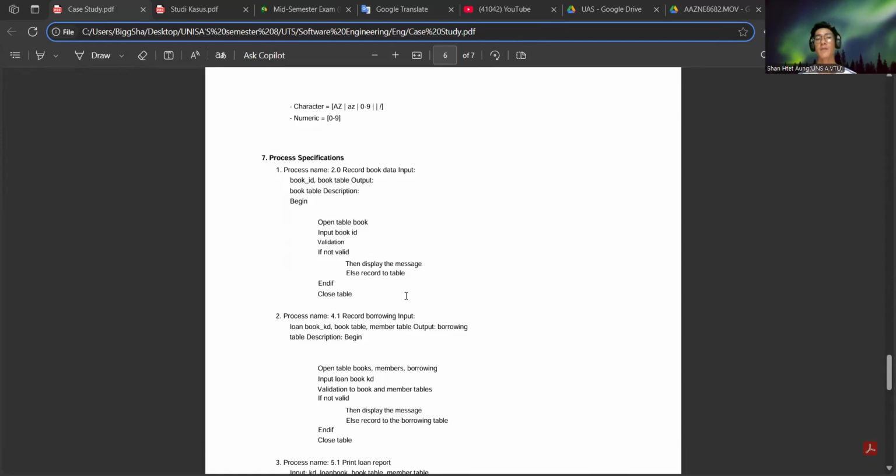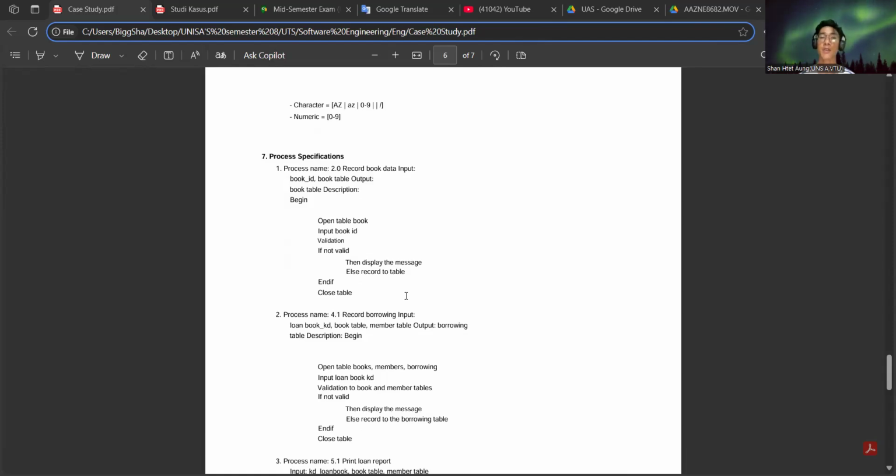So number seven is the process simplification. It is like the detailed process of the system that must be followed. For example, the retrievable data. So how do we retrieve data? We need to find the book ID and the book database. And the loan is also in the book database.